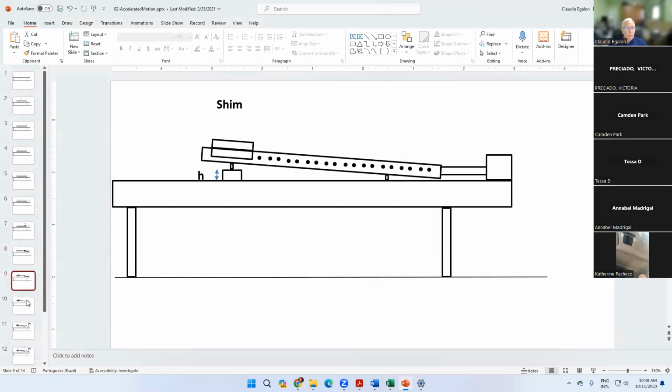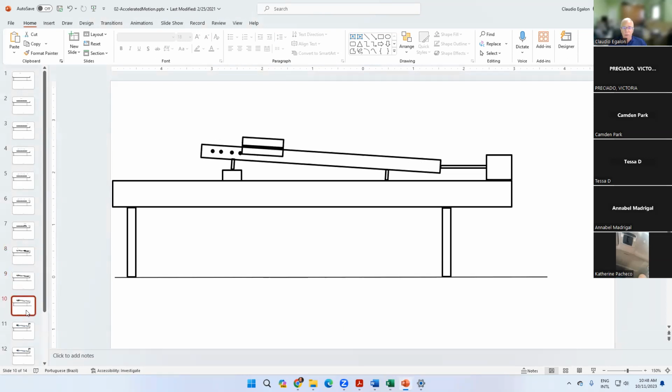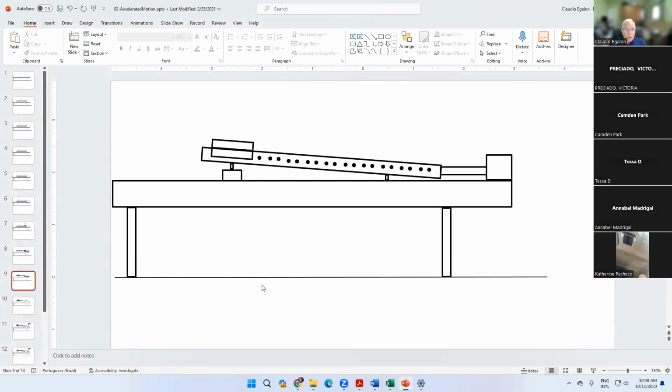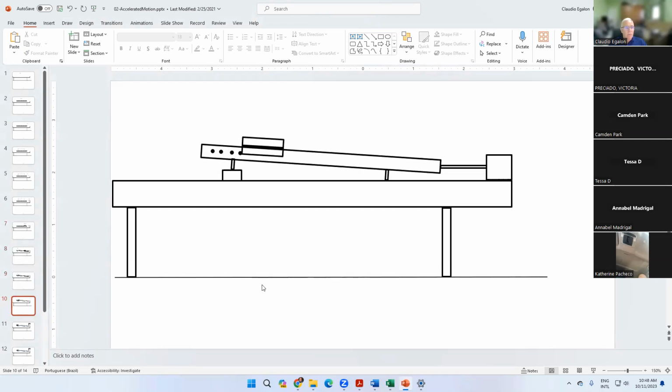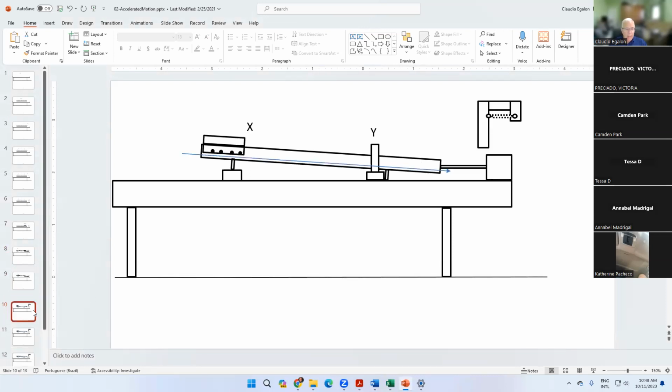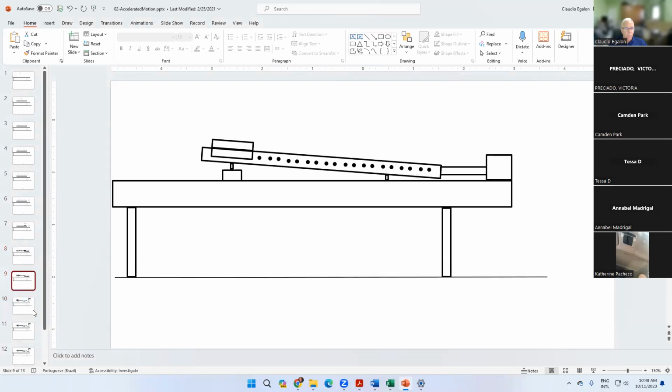I don't need the shim anymore. I don't need that, right? Next. I don't need that either. I put the shim a little bit higher, right? Yeah, no, we have the same height. Okay. It's just the legs that I put higher in the previous drawing. Okay, take it out. I'm going to raise a little bit more.